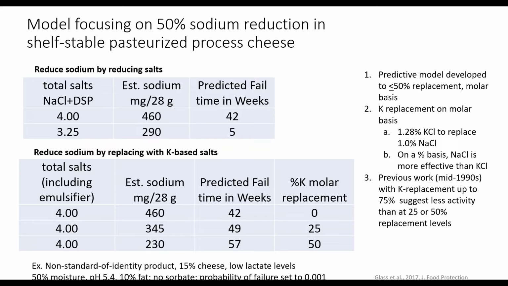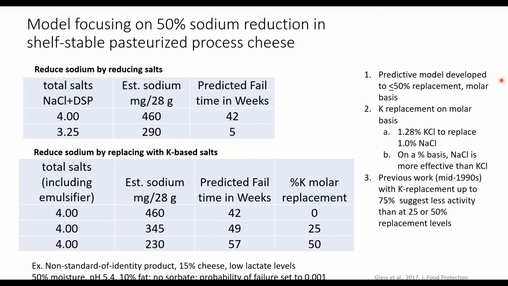Now, the two tables shown on this slide provide examples of output from the model to illustrate the effect of sodium reduction and sodium substitution. Under one scenario, the total salt concentration of 4% total salt will yield a calculated 460 milligrams of sodium per 1 ounce serving. When used in combination with 50% moisture and a pH of 5.4, the toxin production is prevented for 6 months when it's stored at room temperature. However, if the sodium salts were eliminated or reduced to achieve only 290 milligrams of sodium per serving without any other modification, the predicted time for safety is reduced to only 1 month.